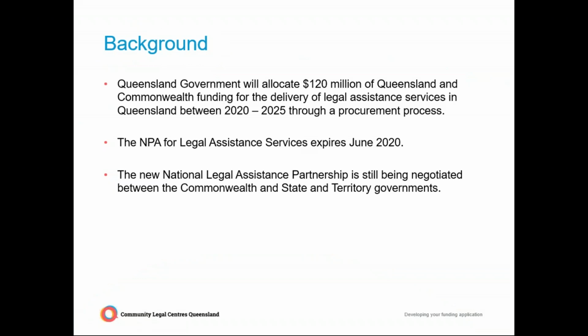So just by way of background, this funding application process is about the Queensland Government allocating over $120 million of Queensland and Commonwealth funding for the delivery of legal assistance services in Queensland between 2020 and 2025 through an open tender or procurement process. As many of you are aware, the National Partnership Agreement for Legal Assistance Services expires in June 2020, and that new agreement is still being negotiated between the Commonwealth and state and territory governments.